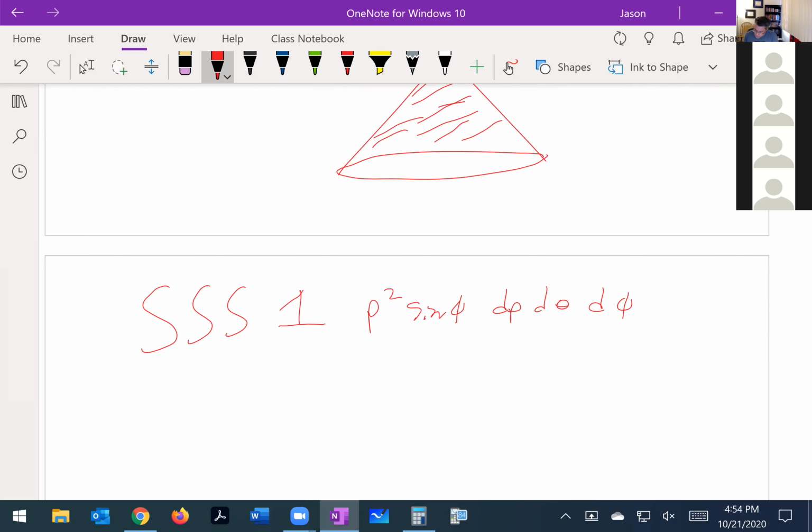It's finding out, well, what does rho go from? What does theta go from? And what does phi go from? Is the triple integration of 1 the volume of the entire sphere, or what exactly does that represent here? This just represents volume in 3 dimensions.